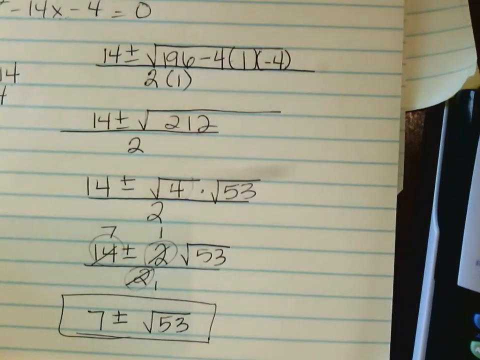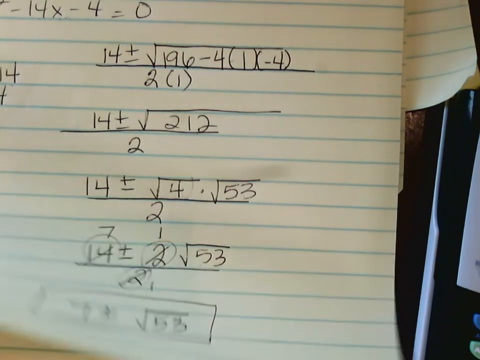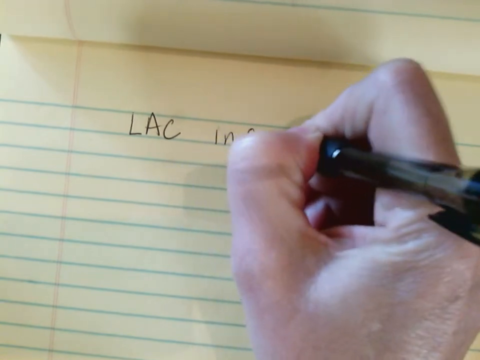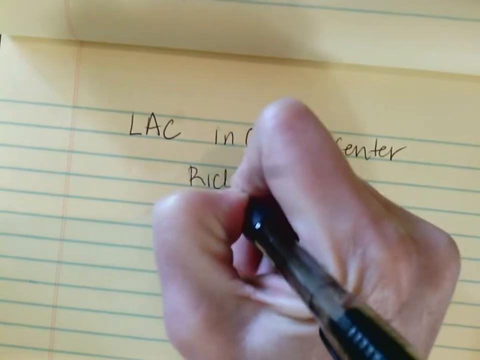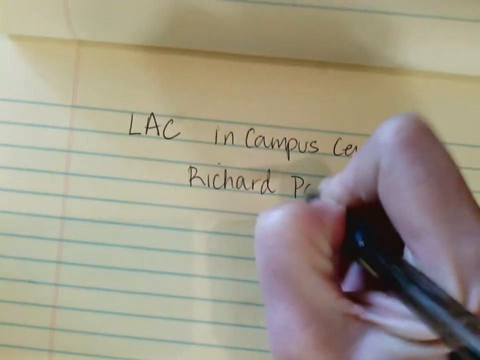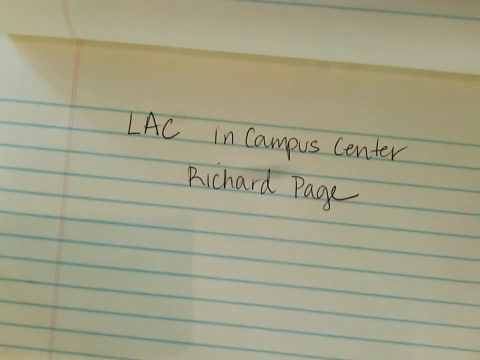If you do not have the quad program on your calculator, I highly suggest that you find somebody that does. If not, you can go to the tutoring lab on the 3rd floor of the campus center building. It's called the LAC. And look for Richard Page. He is a tutor in there, and he has all the programs that you could ever possibly imagine on his computer there in the campus center.